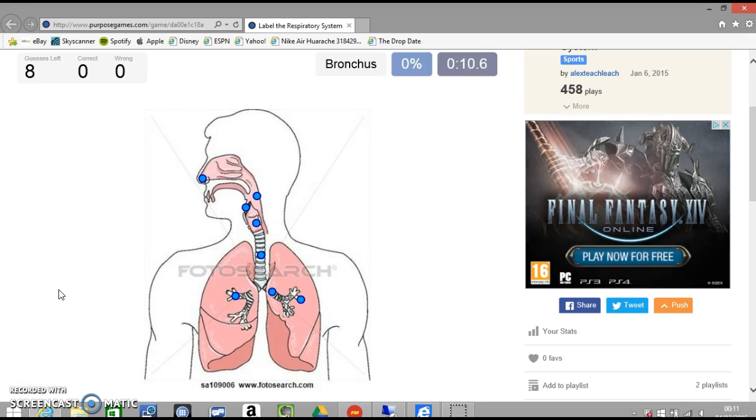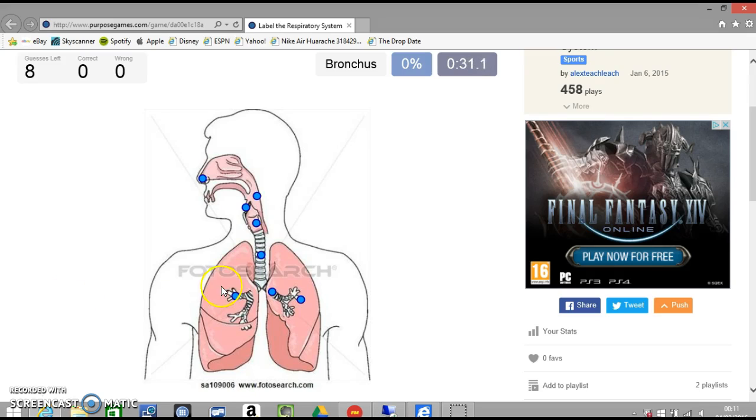So I'm back again, and this time we're labeling the respiratory system. I'm going to be explaining to you, showing you where it is in the game. So that's the structure basically done, and then I'm going to go through a quick function like I did in the last video.